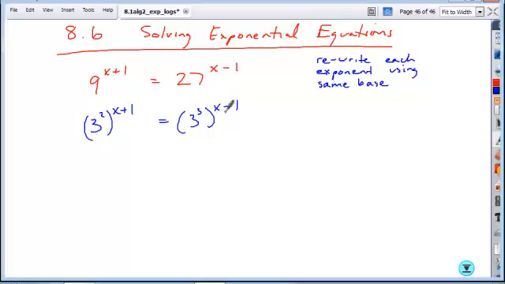what you can now do is apply the properties of powers. Right? When you take a power to a power, what do you do with the powers? Multiply. So you get 2 times x plus 1. And then on the right side, we get 3 to the power of 3 times x minus 1. Okay, so you rewrite each one with the same base. Then you're going to apply the properties.